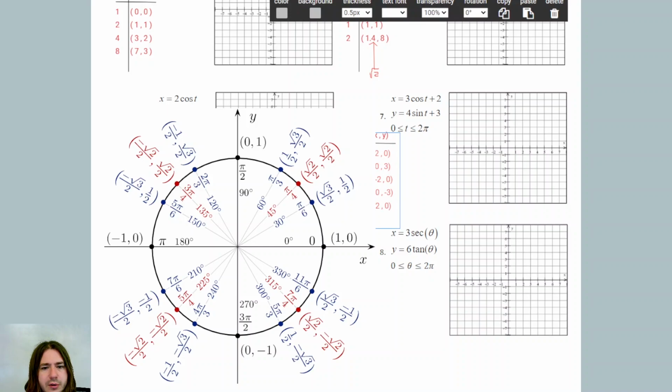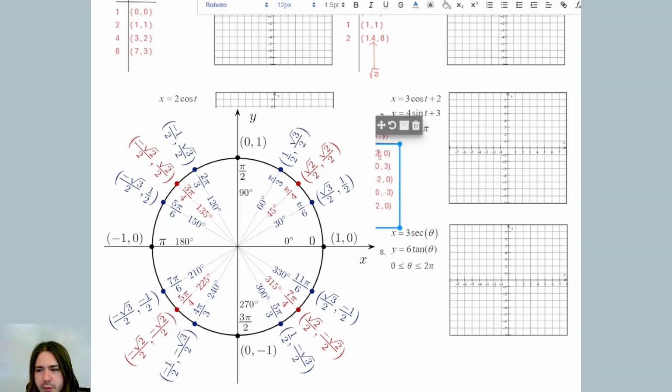So if I plug in 0, I should get 5 comma 3. If I plug in pi over 2, I should get 2 comma 7. If I plug in pi, I'll get negative 1 comma 3. So just to kind of hit the brakes here, where I'm getting this negative 1 comma 3 is I'm plugging in pi here and here.